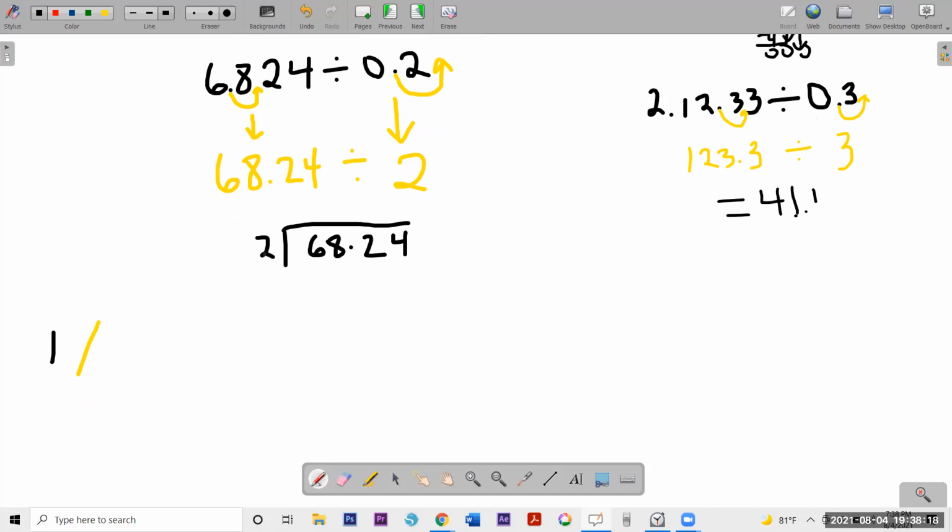So 6, 2 can go into 6 3 times. 3 times 2 is 6. Subtract, you get 0. You bring down the 8. You ask yourself, 2 into 8 goes 4 times. 4 times 2 is 8. Subtract, you get 0. Before I move on, what must I put after the 4?